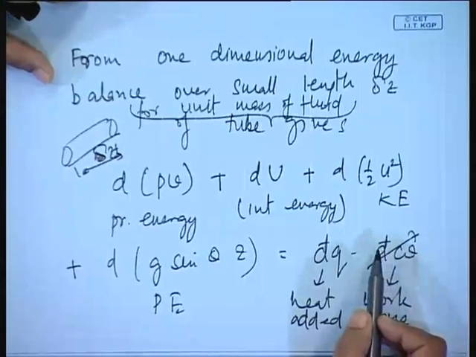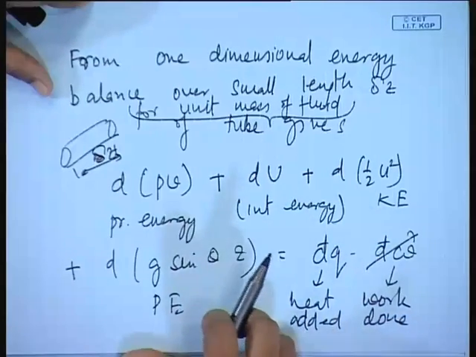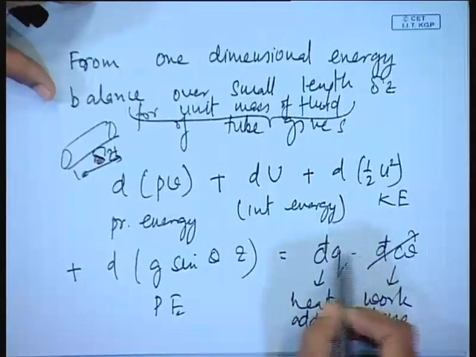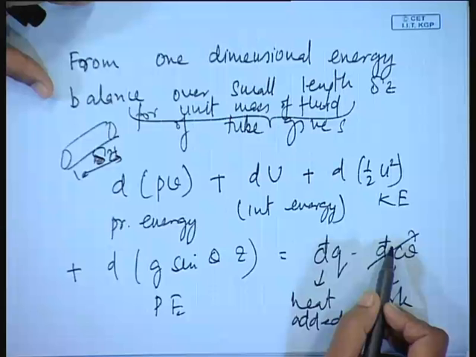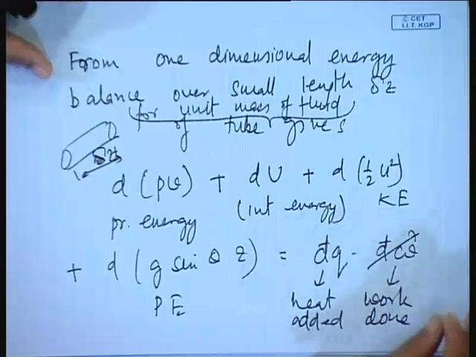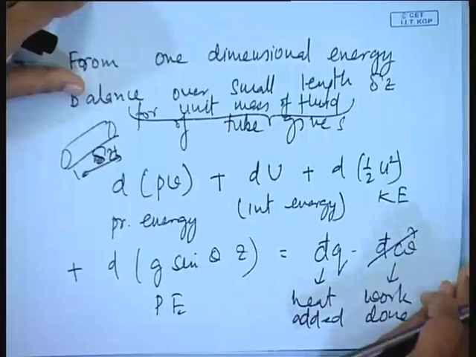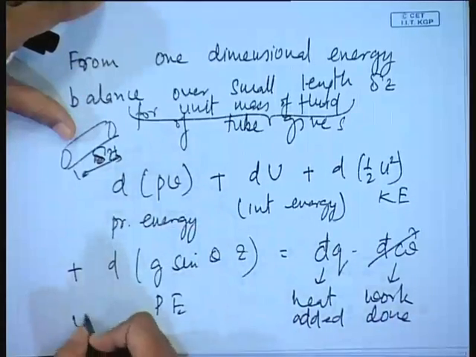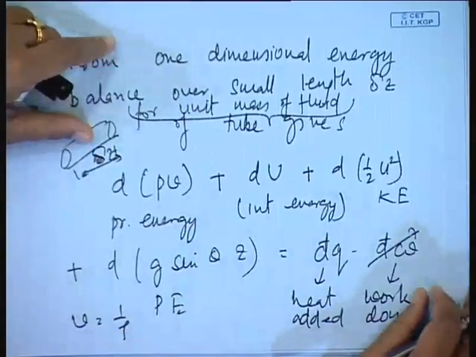Those who have done my thermodynamics class would have understood I am very, very fussy about differentiating between inexact and exact differentials. So just note this thing, where this V, as you know, is nothing but equal to 1 by rho.